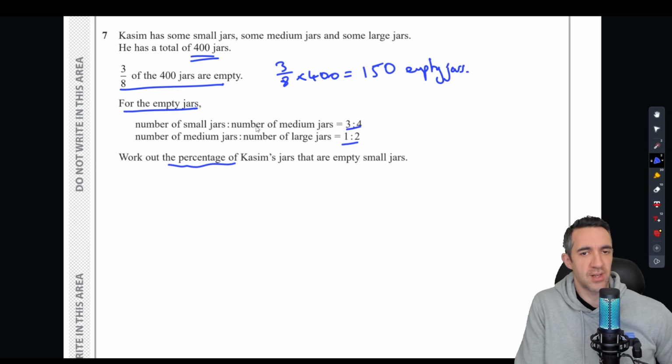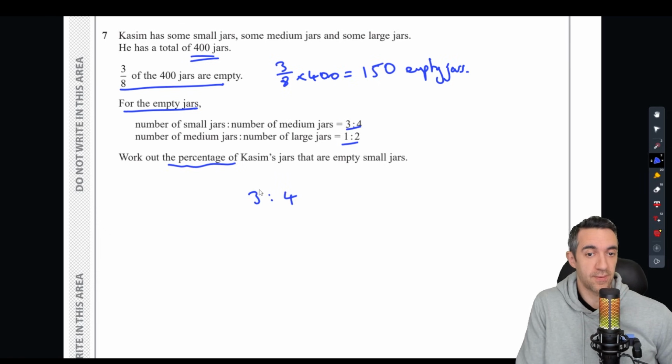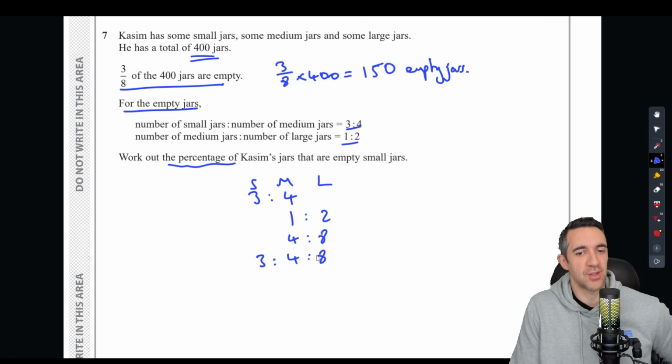Then for the empty jars, we have small jars to medium jars, 3 to 4. So 3 to 4, small to medium. And then medium to large is 1 to 2. So 1 to 2. I'll stack my ratios. And then I want to make it a common number. So if I times this second ratio by 4, both parts, to make it 4 to 8, I can then write my overall ratio as 3 to 4 to 8. There we go. Okay, so that's good so far.